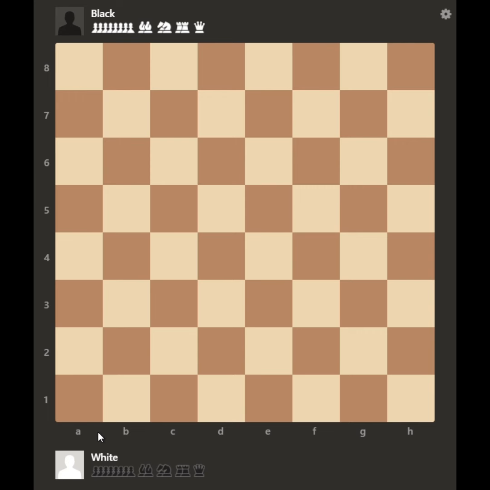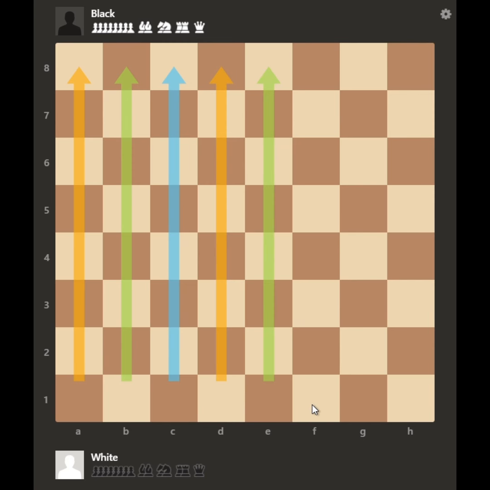Let's start. Here the first entire column is a file. It is written here, a. Similarly, the second column is b file. Third column is c file. Fourth column is d file. Fifth column is e file. Sixth column is f file. Seventh column is g file and eighth column is h file.